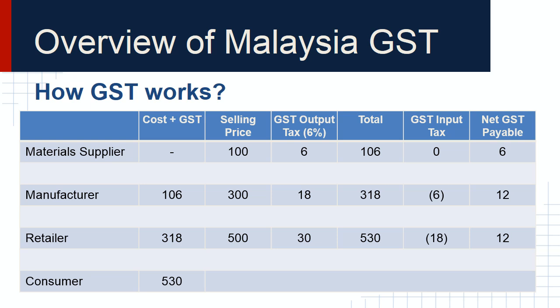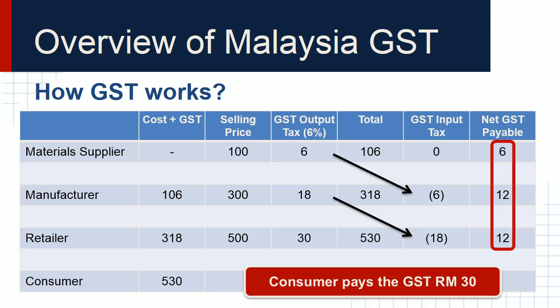In this computation, you can see that GST is a multi-stage tax mechanism. Along the supply chain, each of the parties is not bearing GST as a cost, while the end consumers are the ones who bear the GST cost. For instance, in this illustration, you can see that the retailer, when they buy stock from the manufacturer, is paying 318 ringgit where GST is inclusive. The retailer later marks it up to 500 ringgit and charges 6% GST to end consumers. The 18 ringgit that the retailer has paid is not a cost, since it is claimable by the retailer.